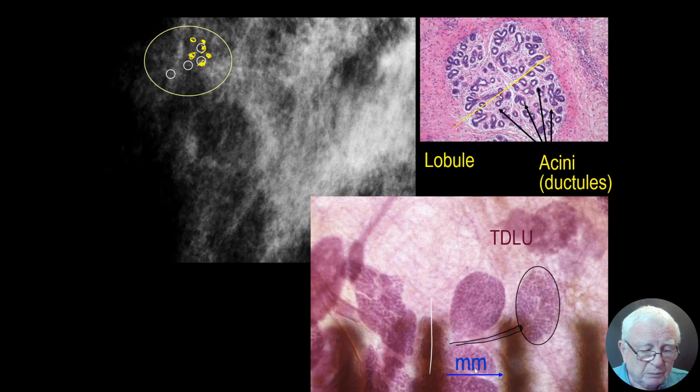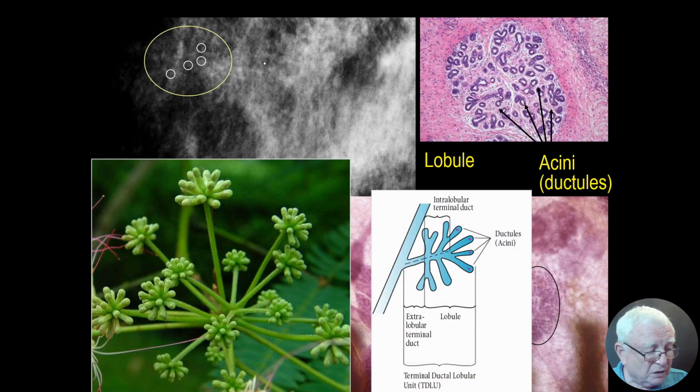And this is 1 millimeter. This TDLU is not even a millimeter. And modern imaging tools are able to show these details. And here is my comparison again. That is terminal duct and many acini.